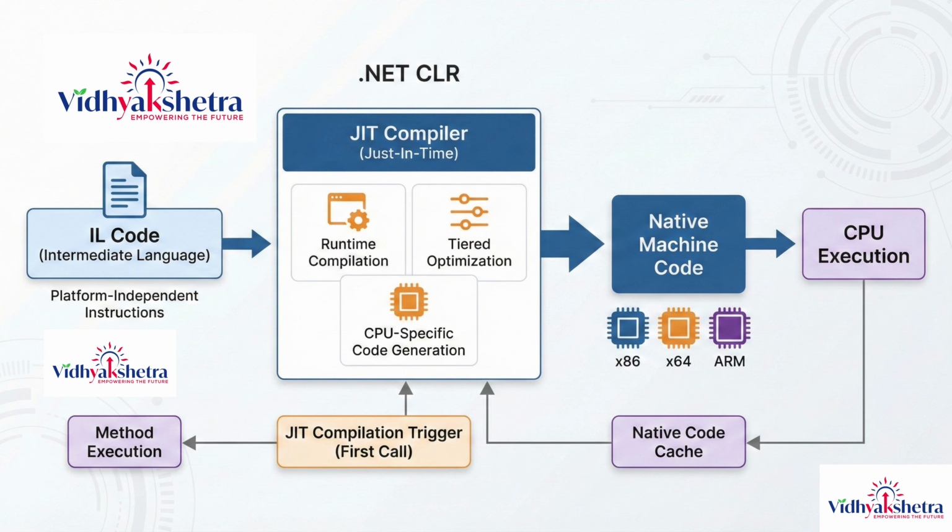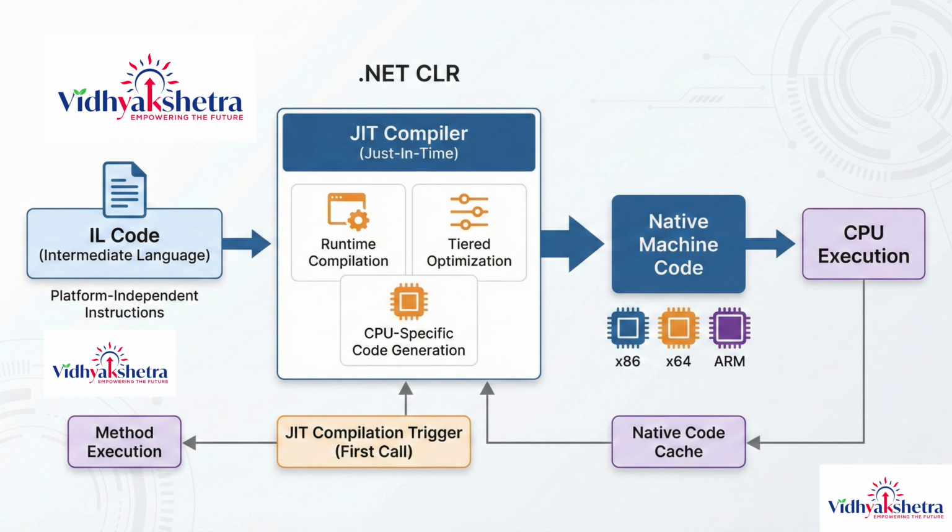From a performance perspective, JIT compilation is often misunderstood as slow. While there is a small compilation cost during the first execution of a method, this cost is usually negligible in long-running applications. The benefits of runtime optimization often outweigh the initial overhead. In real-world scenarios such as web servers, background services, and enterprise applications, JIT-optimized code often performs extremely well.